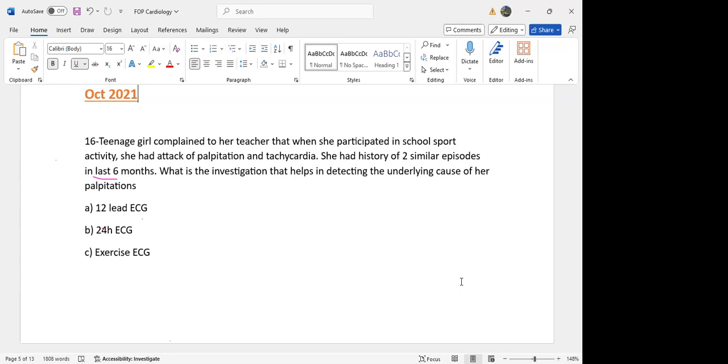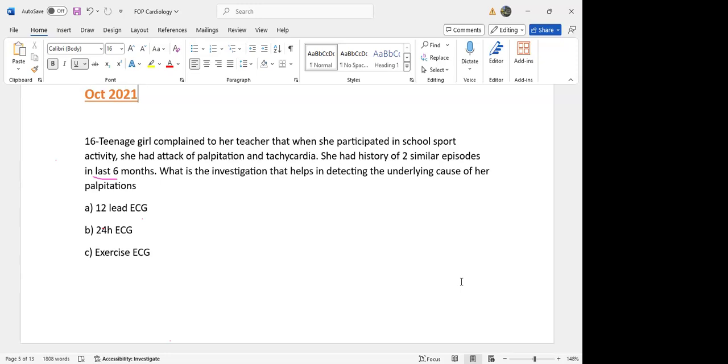So what are you going to do for this? What investigation will you perform at this time? Exercise ECG. No exercise. They are saying underlying cause. 12 lead. 12 lead ECG, ma'am. WPW syndrome, you can pick up on a normal 12 lead ECG. Exercise ECG is more specific to strain or ischemic events. Otherwise, it does not help you that much.